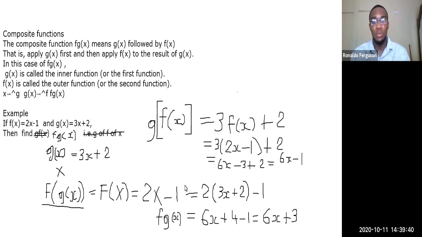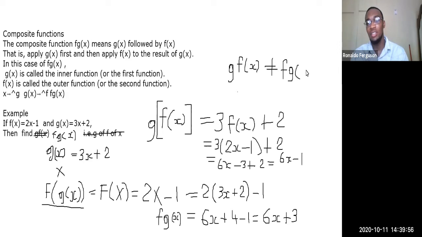So what I want you to observe, however, the key thing to point out is that gf of x is not equal to fg of x. That's what we point out. And so that's it. And that's pretty much what you need to know to derive composite functions.